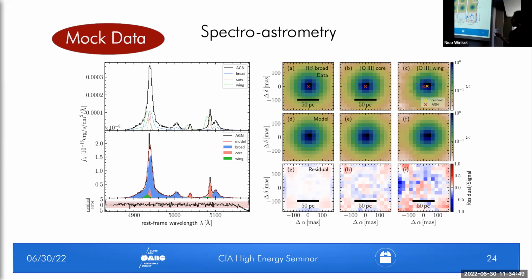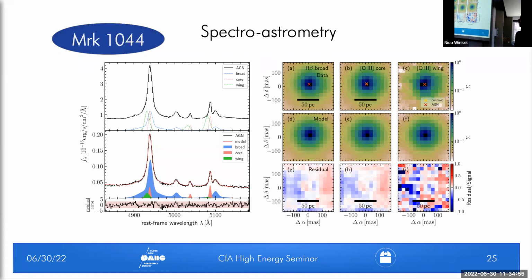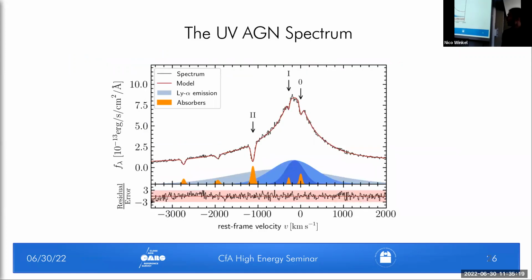Now, what happens if we apply this routine to the actual data from Karen 1044? Well, there we see that neither of the components has a significant offset from the position of the broad-line emission. And this tells us that the wing component and the core component, both outflows, are extremely compact in their projected size. They're smaller than 1 parsec. And there's more to this.